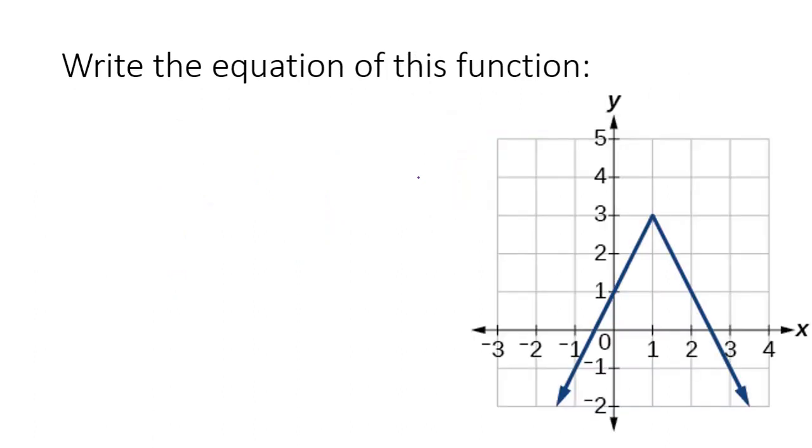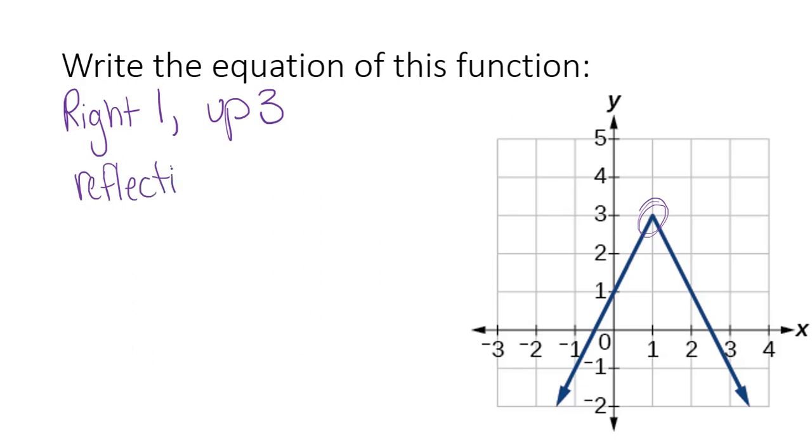What if, though, we have a graph? So what I'm going to first do is write down information about this graph. I want to first think, how did this vertex get there from 0, 0? Well, we definitely went right 1, right? We definitely went up 3. Okay, so right 1, up 3. Notice this is a flipped V, so this is a reflection over the x-axis.